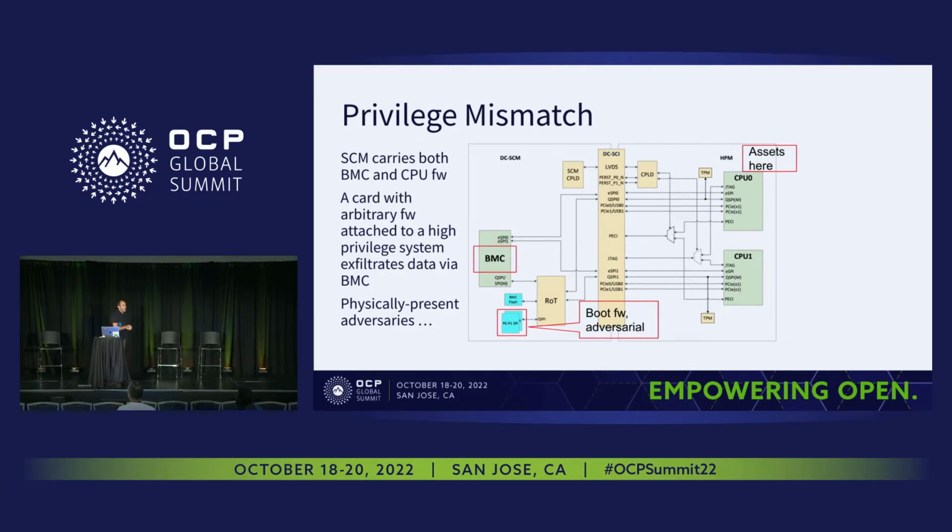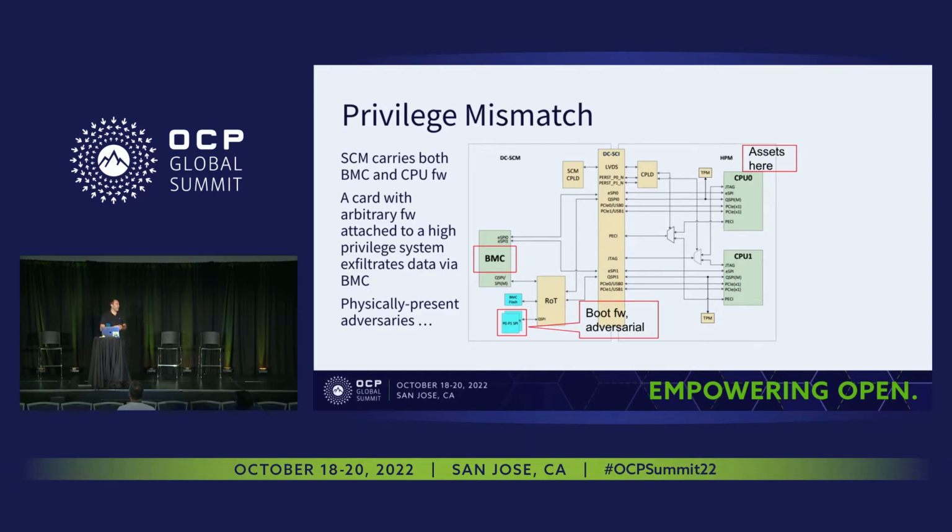Remember that the SCM, the Secure Control Module card, carries both BMC and CPU firmware. In some scenarios, this SCM has an eMMC. That eMMC has all kinds of bits in it. And at the extreme, there's a standard interface, right? So you can have an actively malicious, purposefully designed SCM being plugged in your data center. That can happen. So you have to think of this as a card with arbitrary firmware.